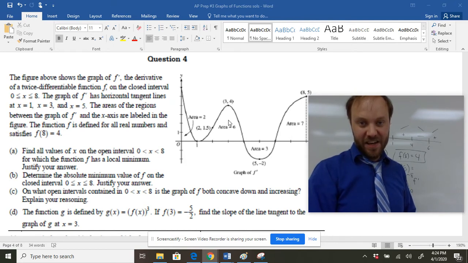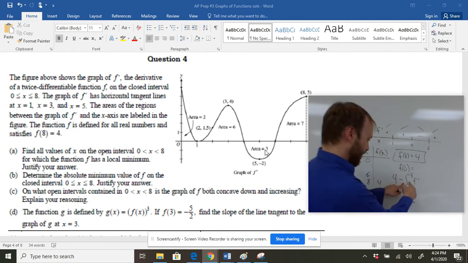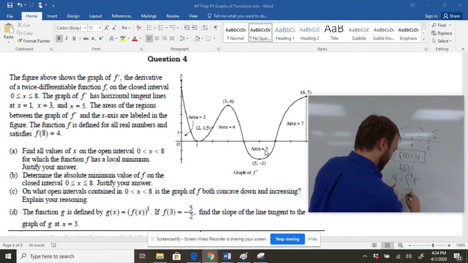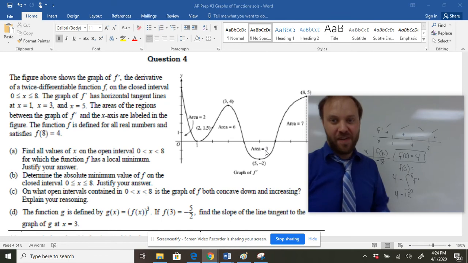So we've got a 7, we've got a 6, we've got a 2. That adds up to 15. You've got a negative 3. That's 12. But we're subtracting the integral in that time period. So it's going to be 4 minus 12, which is negative 8. That's our functional value at 0.